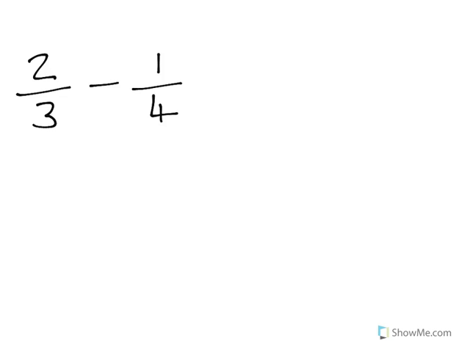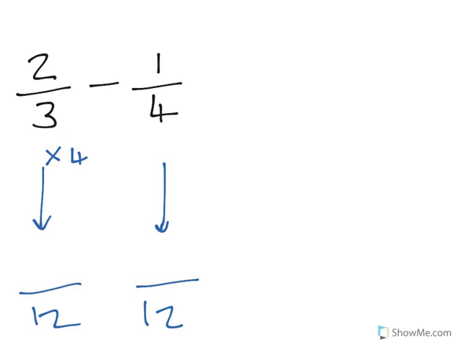It's not easy to just double these or try to double it or halve it. So what we need to do is think of a number that's in both of the 3 times tables and the 4 times tables. I know that 12 is in both, so we can convert both of the fractions into twelfths by multiplying both numbers. So I'll multiply 2/3 by 4. I'll multiply 1/4 by 3.